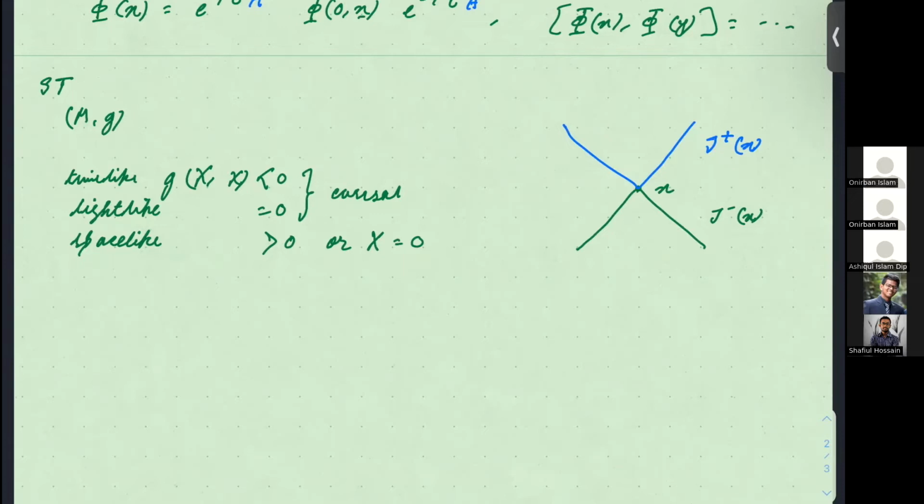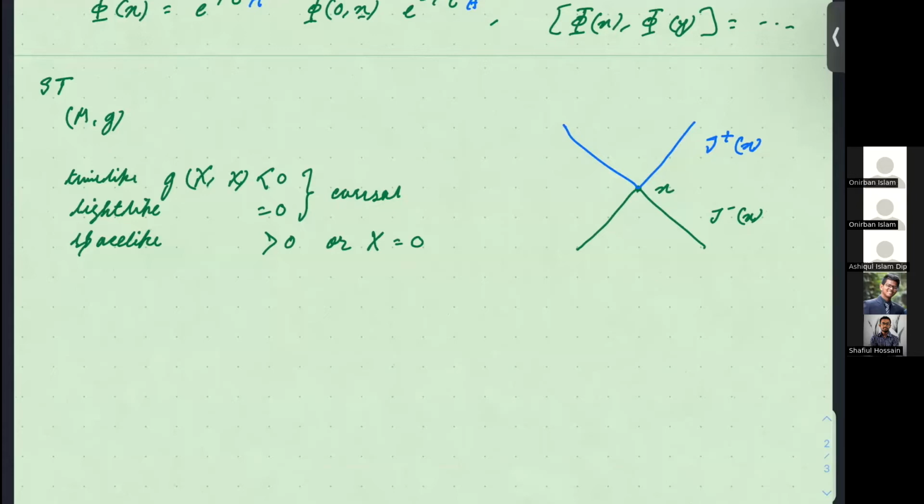And that's considered space-like. I have put them together because anyway, causal character is what is more important. So X equals 0 means that it's basically the zero vector field, the separation is 0, right? Yeah, it's just a zero vector field everywhere. So it's not something very interesting.